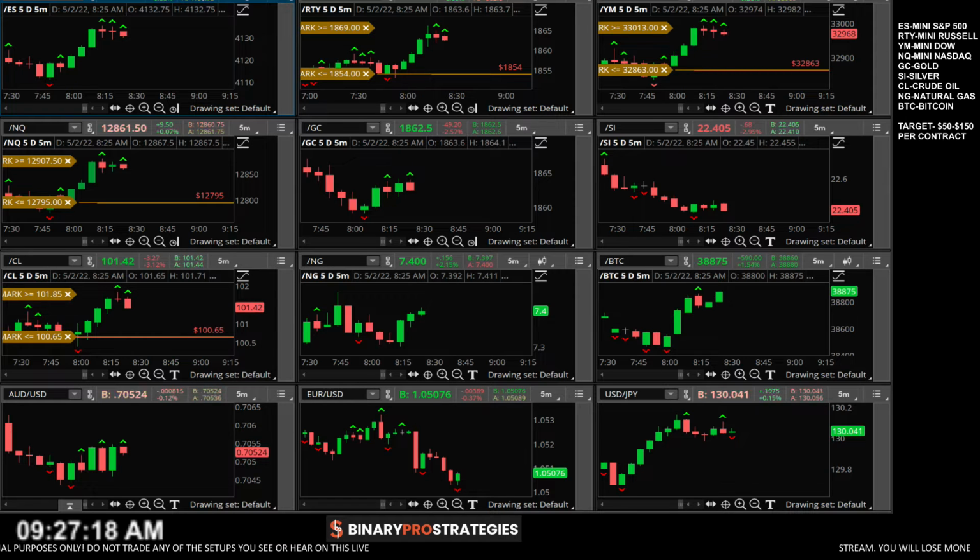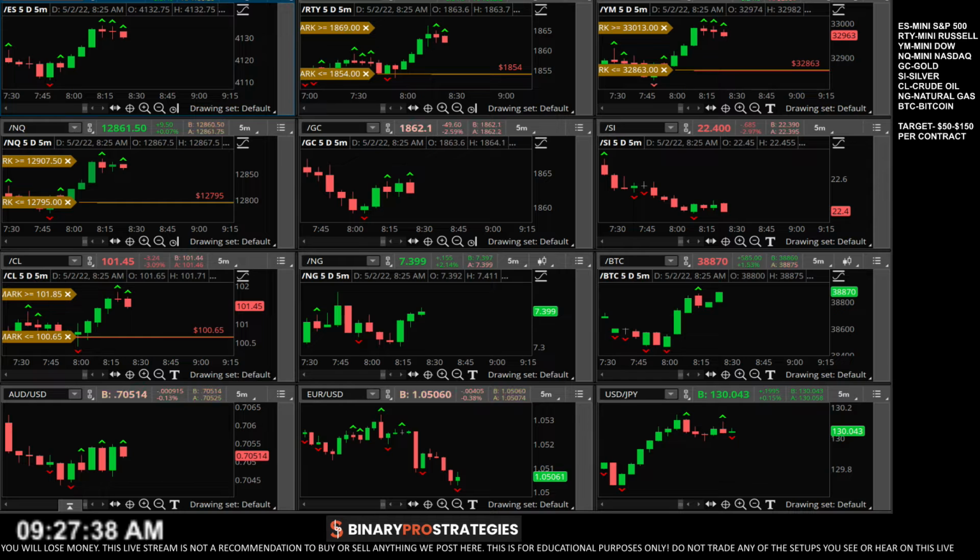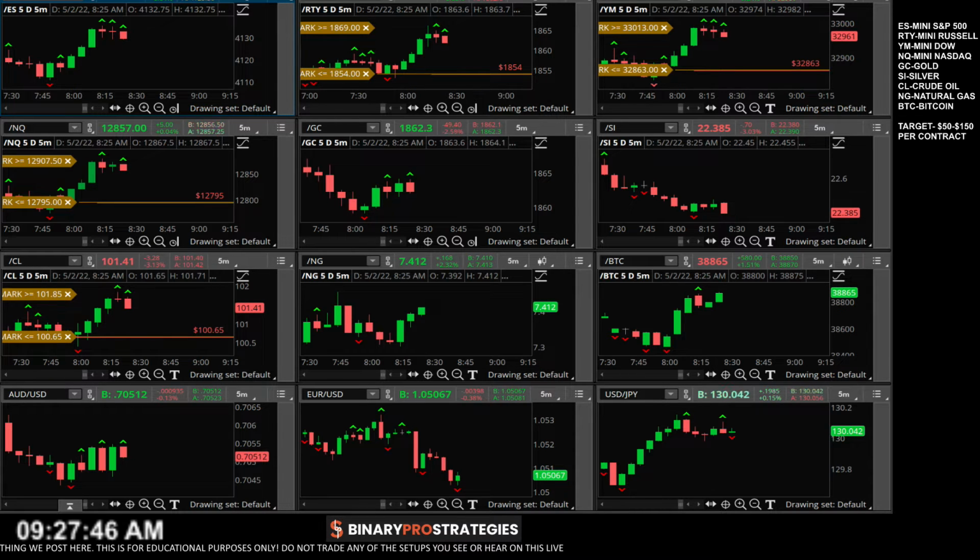Okay, we're getting a 130.03 buy in the US yen. Premiums in the 70s. 130.03 buy, US yen. It will expire in a little bit over 2 minutes. That is going to be a core pattern setup.